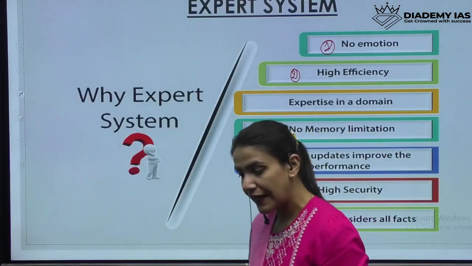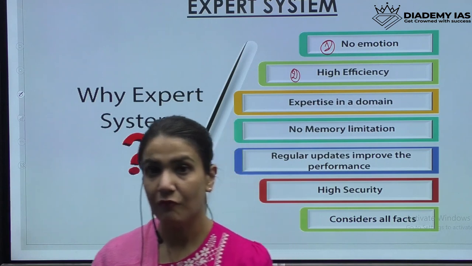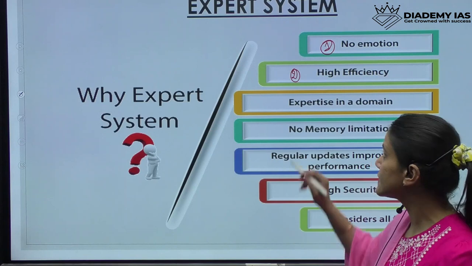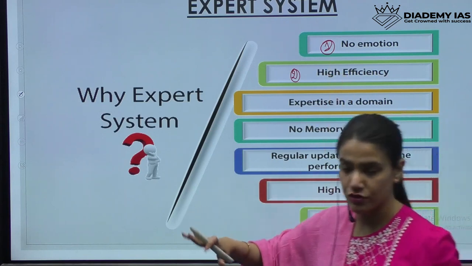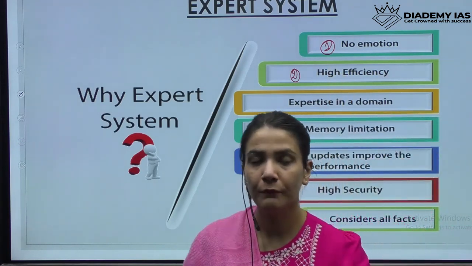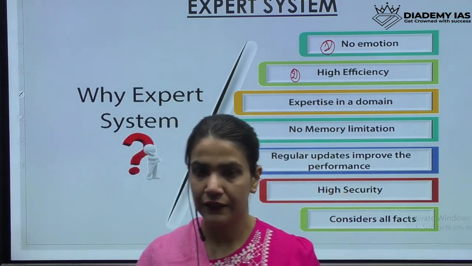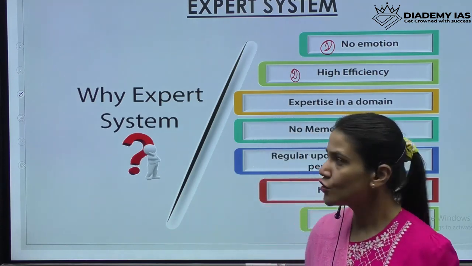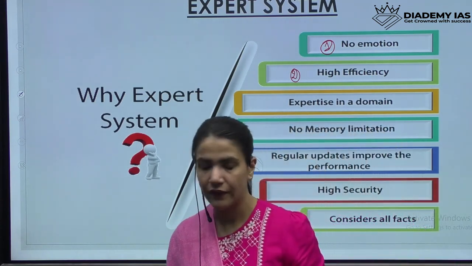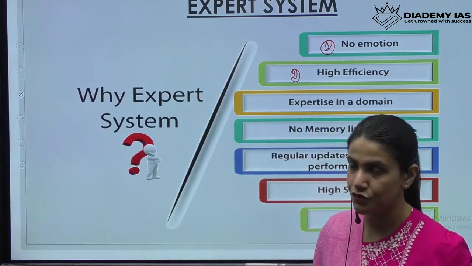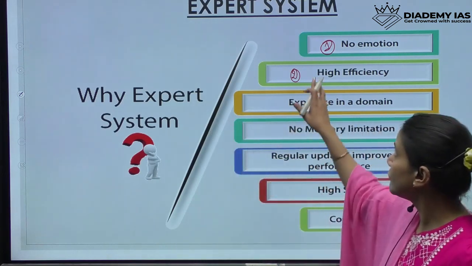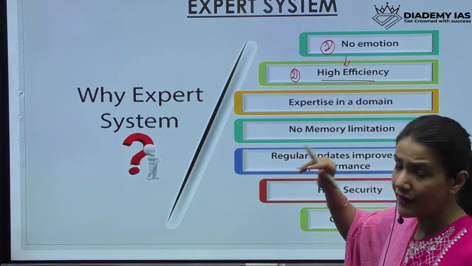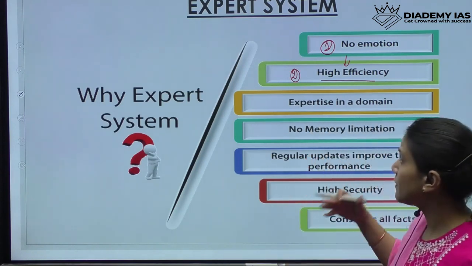Now many students would again be wondering, ma'am, why do we actually use an expert system? First of all, students, an expert system has no emotions. Unlike human beings, there are no emotions in accordance with decision making. So there is no bias, there are no prejudices. So any system which is so concrete would give the best of the best solution and result. That is why it is considered highly effective, right?